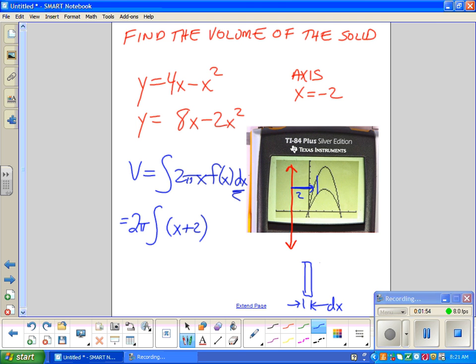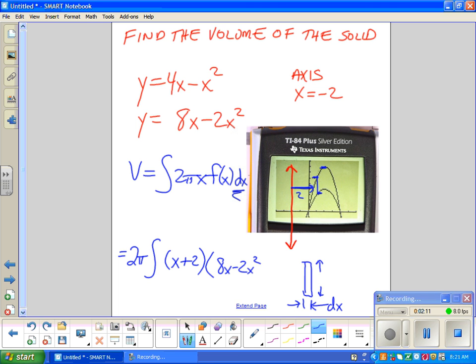And then we need the height of this differential. We look here, it goes from the top curve to the bottom curve. The height of that curve this time is 8x minus 2x squared minus 4x minus x squared, dx. Yep, x is the distance, f of x is the height of the shell, and dx is the thickness.